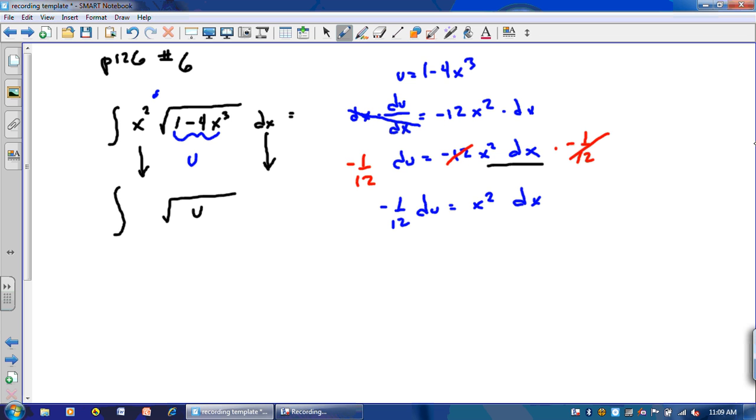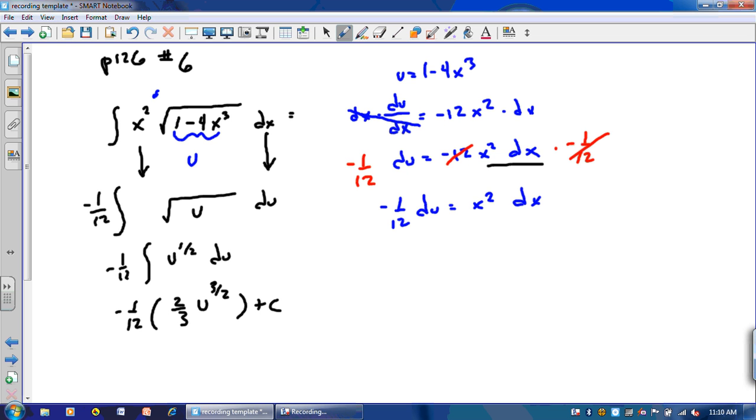Okay, let's make that substitution. Here we'll have negative 1/12, and here we'll have du. Now we can integrate this. Negative 1/12 times u to the 1/2 du. We've done this enough times that it should start becoming a little automatic. Negative 1/12 times the antiderivative of u to the 1/2 is: add 1 to the power, multiply by the reciprocal. Oops, that's a 3. Okay, let me try that again. The antiderivative of u to the 1/2 is 2/3 u to the 3/2 plus a constant.